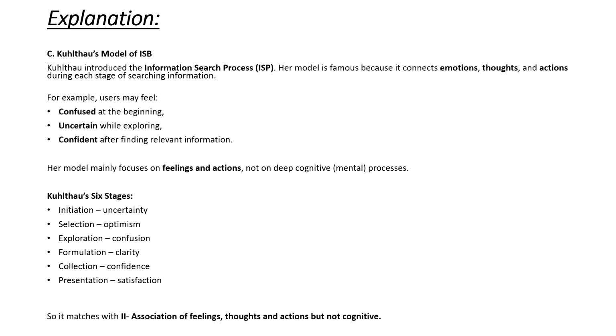Option C is Kuhlthau's model of ISB. Kuhlthau introduced the information search process. Her model is famous because it connects emotions, thoughts, and actions during each stage of searching information. For example, users may feel confused at the beginning, uncertain while exploring, confident after finding relevant information. Her model mainly focuses on feelings and actions, not on deep cognitive processes. So it matches with option 2, that is association of feelings, thoughts and actions but not cognitive.